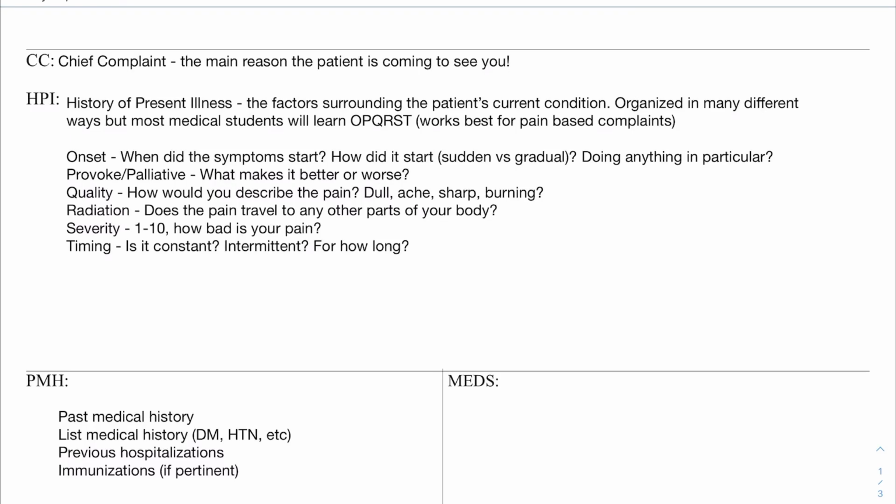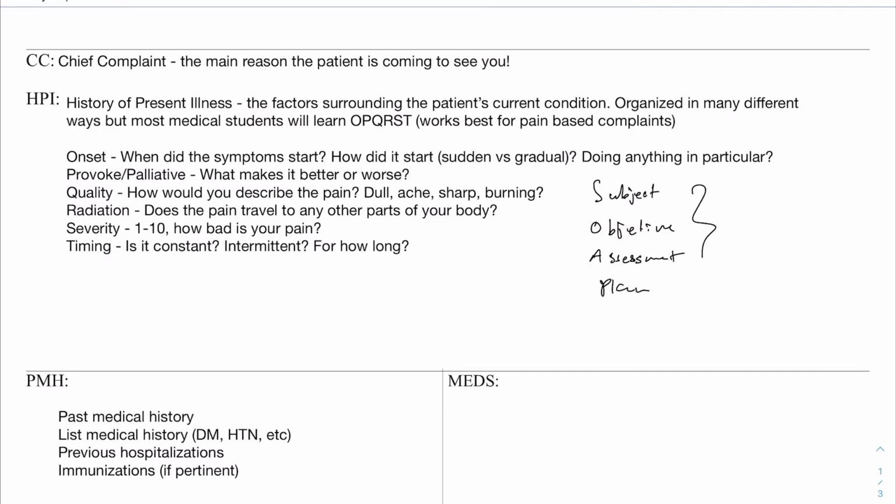So the SOAP format is what we use to write our notes. So what does it stand for? S is subjective, and as you can tell, I'm very bad at writing. O is objective, A is assessment, and P is your plan.